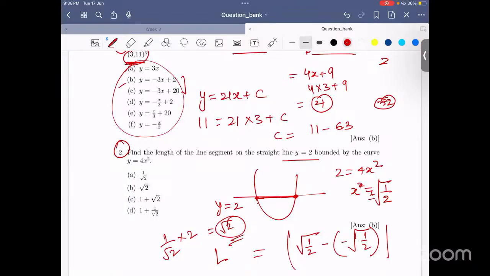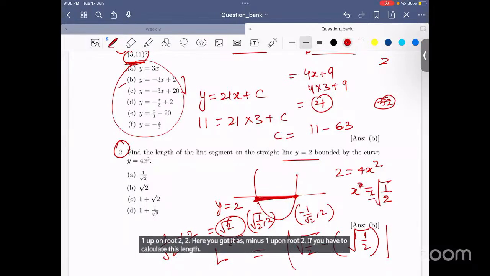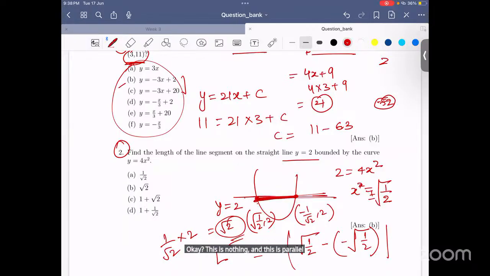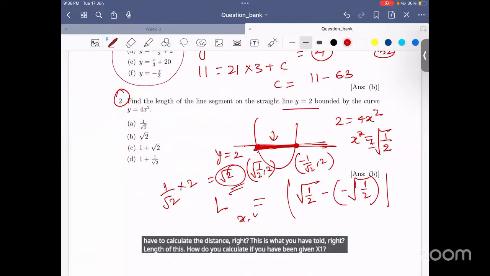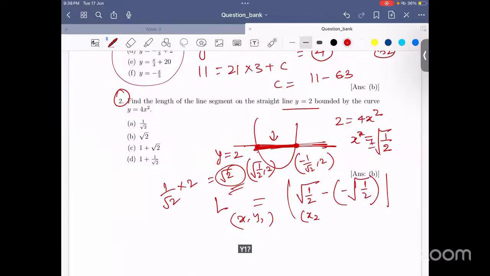Yes, sir, the last step. Last step. Okay. So you'll be getting some value x here, right? X you got here as 1 upon root 2, and here you got it as minus 1 upon root 2. If you have to calculate this length, this is parallel to the x-axis, right? Let's say this point you got, this point you got. If you have to calculate the distance, how do you calculate it if you have been given x1, y1, and x2, y1 itself? Both y1 are the same, right? So what you have to do is directly calculate x1 minus x2.